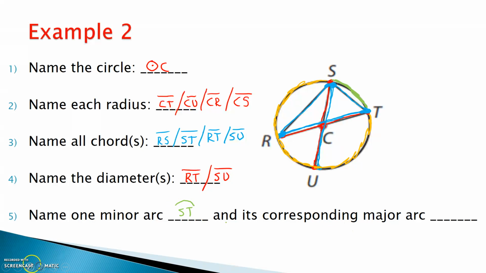Now, if I want the corresponding arc, the longer way around, I went this orange route right here. I went from S, I could have said cross through R, but I'm going to say just R, and I ended up at T. So I'm using 3 letters to note the major arc.